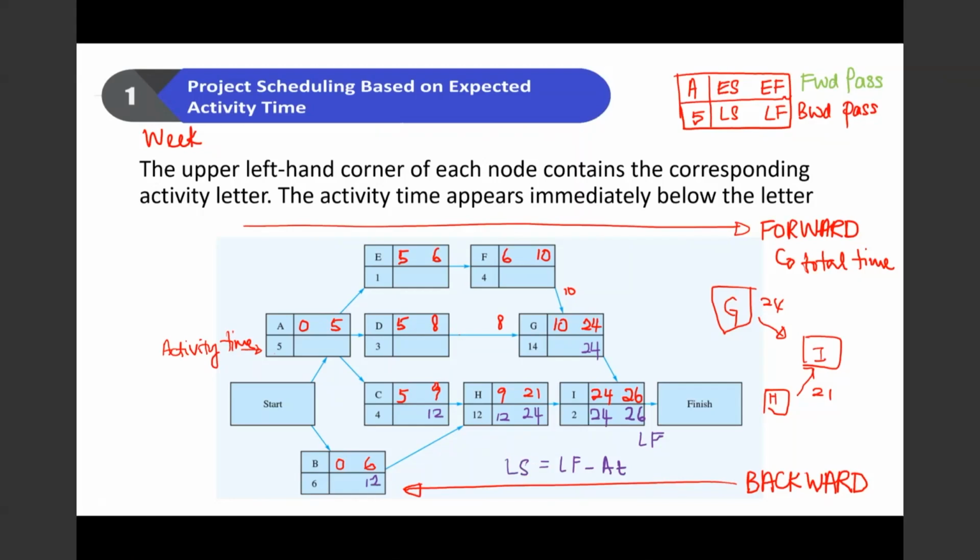Okay, activity B requires 6 weeks, so 12 minus 6, this is 6. Activity C requires 4 weeks, so 12 minus 4, this is 8.